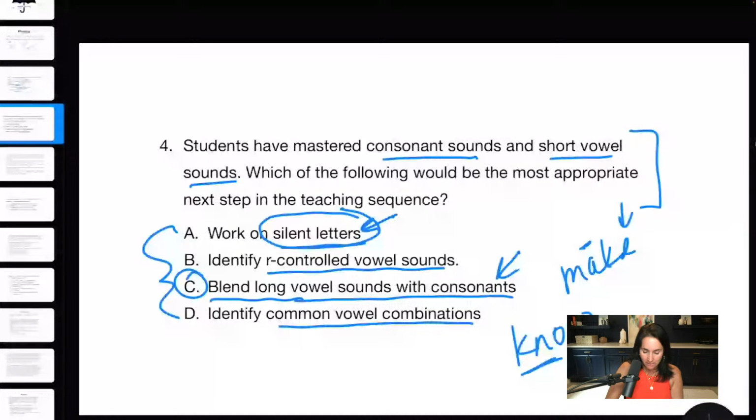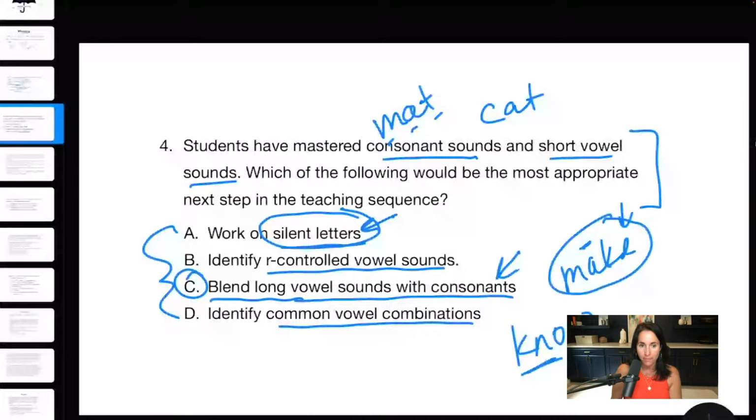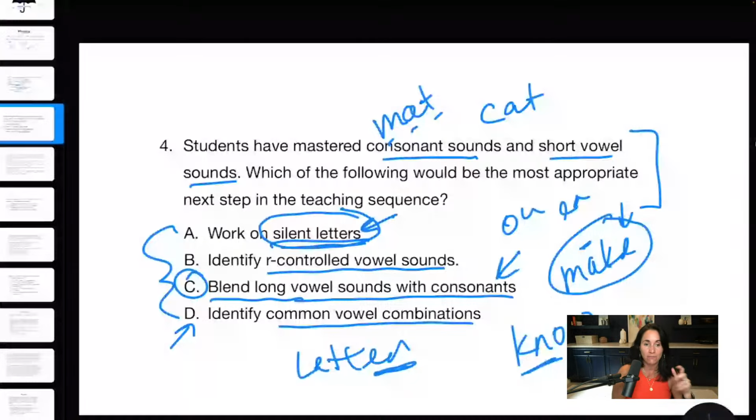So this right here, consonant sounds and short vowel sounds, that would be something like cat, right? Or mat, short vowel sounds with consonants. We would then move to something like make or bake, and that would be C. Silent letters is way higher up. R-controlled vowel sounds, that's something like letter, R-controlled vowels, or R-controlled syllables. And identifying common vowel combinations, that's also up there. Those are the OU, EA, IE. Vowel combinations is way more advanced. We're still at the beginning stages here with short vowel sounds and consonants. We're going to go with C as the next step, okay?